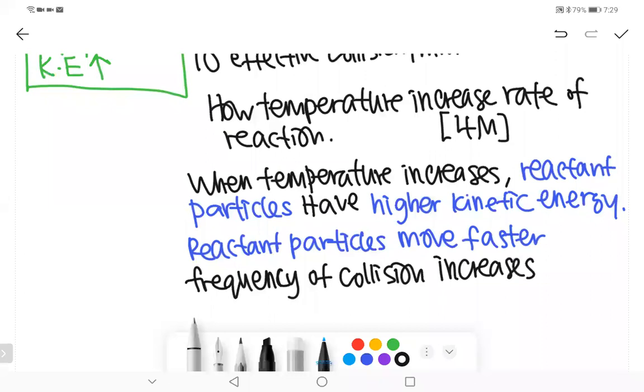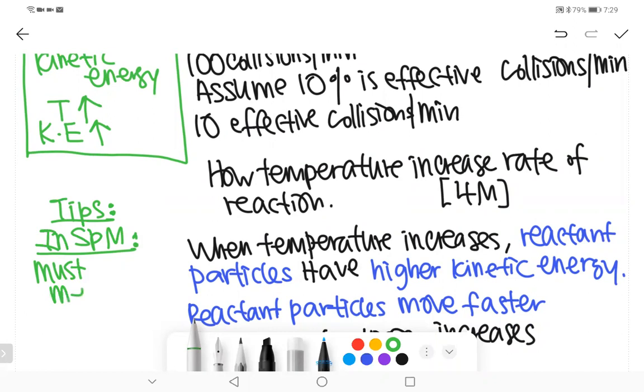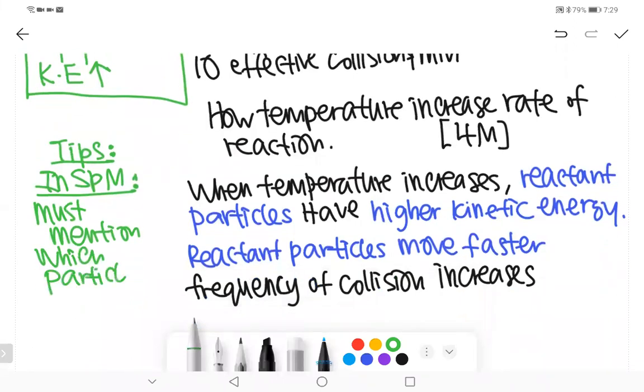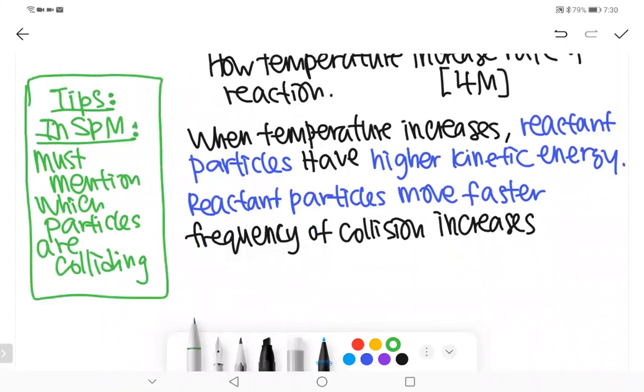Now, one more thing to highlight here. This is tip number 2. In SPM, you must mention which particles are colliding. You must tell people who is colliding.